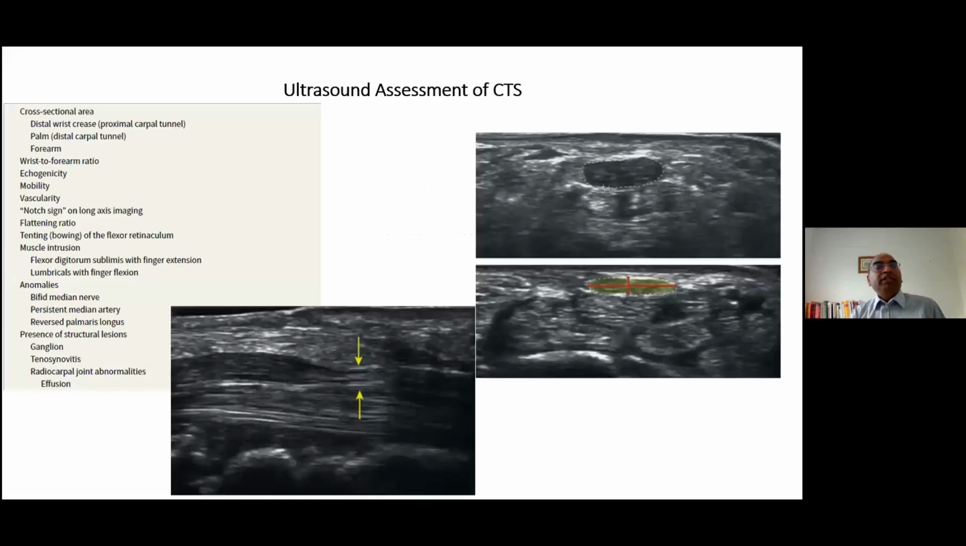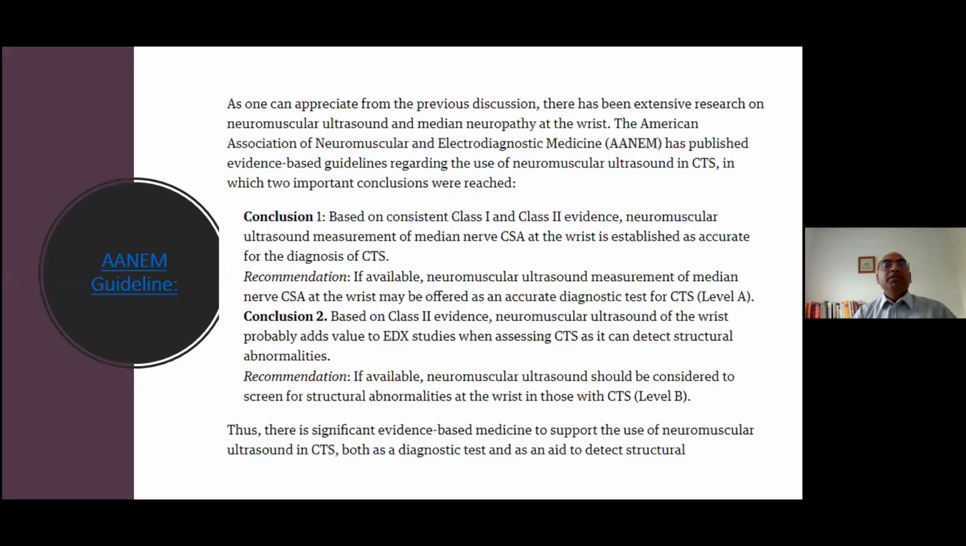I'm not dwelling on this topic today because there are lots of papers regarding various parameters like cross-sectional area, notch sign, flattening ratio, bowing of the retinaculum, wrist-to-forearm ratio of the median nerve, all those things. But at the moment, this is where we are.